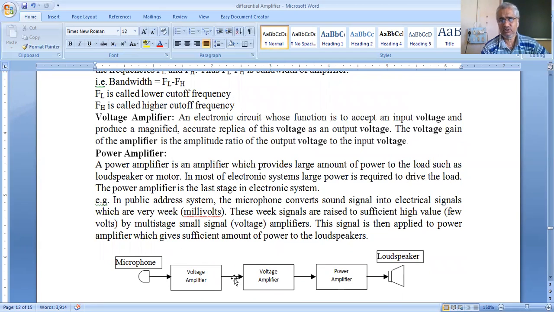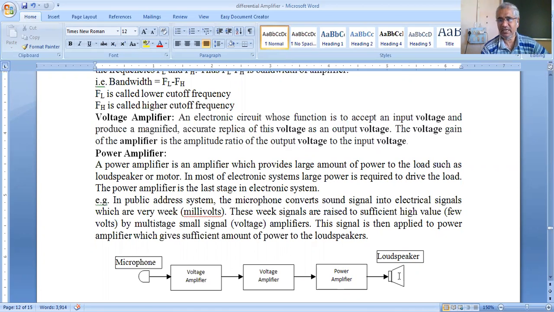So the signal is amplified in steps. In a single step we cannot amplify all the signals, so two or more stages are used for the voltage amplifier, and then this amplified voltage output is given to the power amplifier. The power amplifier provides a large amount of power to the load. Voltage and current both will be provided by this power amplifier, and the output of this power amplifier is applied to the loudspeaker.